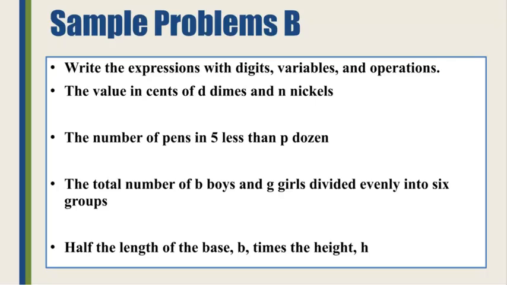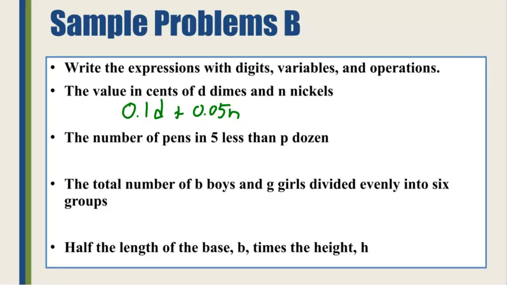Next, the value of cents of dimes and nickels. So here, a dime is actually worth 10 cents, so because they're asking for the value, we need to put a number in for the dimes. So this would be 0.1d, and then it's going to be plus, because it says the value of dimes and nickels, so we're adding those together. A nickel is 5 cents, so that's 0.05n.